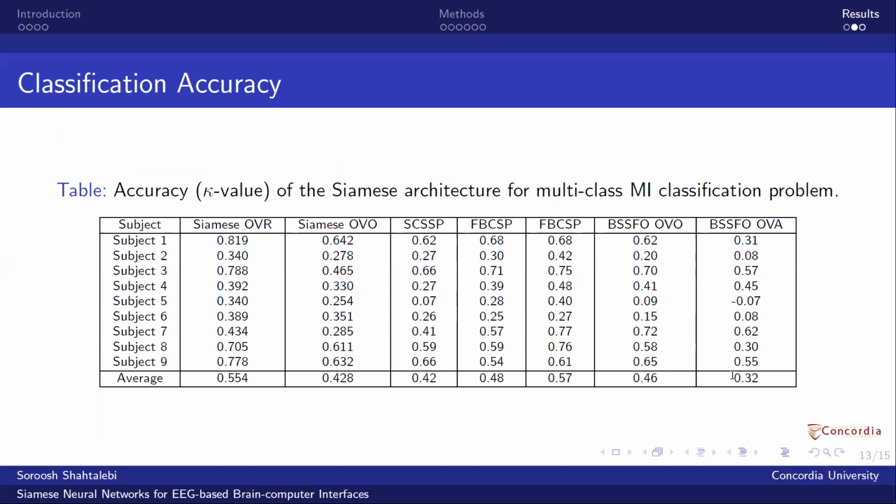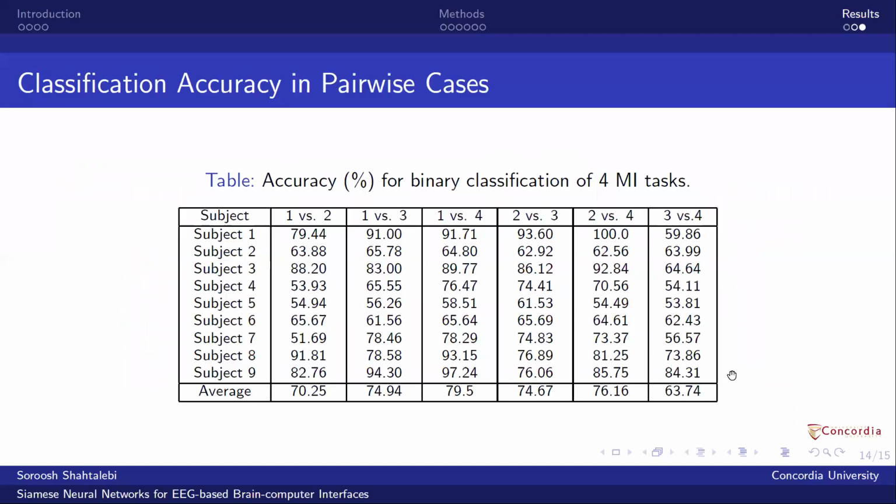So here we have the classification accuracy, and we have compared our framework with state-of-the-art accuracies in the literature on the same data set. As you can see, Siamese OVR is outperforming the OVO approach, which is interesting. And we have fairly good performance compared to other techniques in the literature.